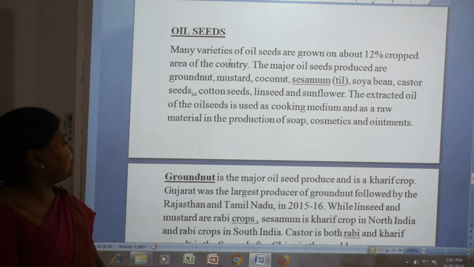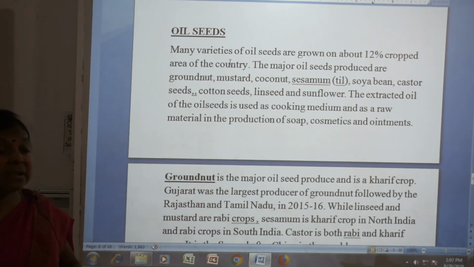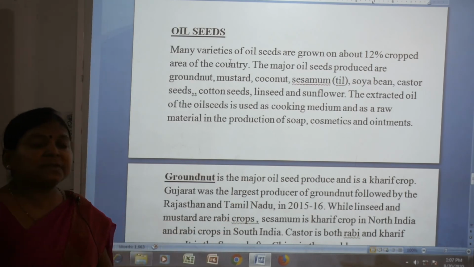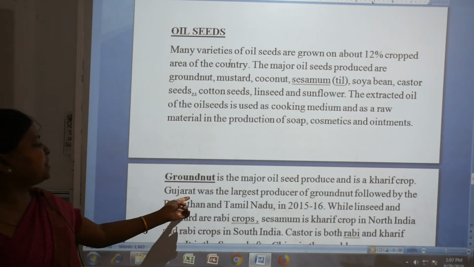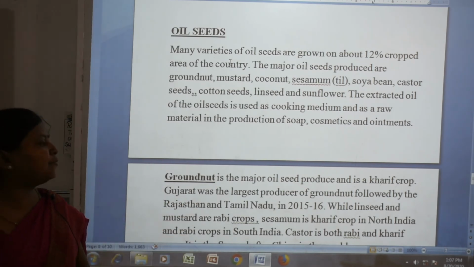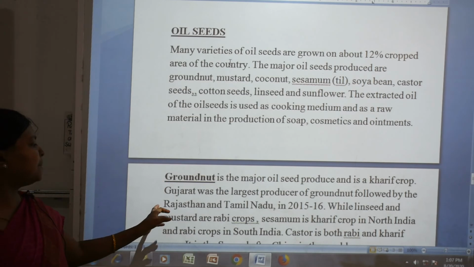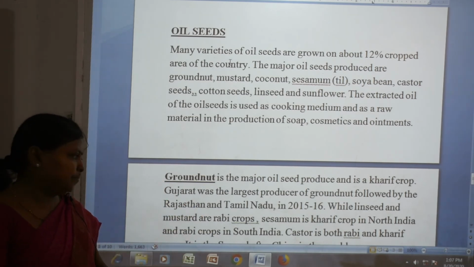Groundnut. The first oil seed is groundnut. Groundnut is the major oil seed produced, and it is called a kharif crop. The rainy season is its sowing period. Gujarat was the largest producer of groundnut, followed by Rajasthan and Tamil Nadu.